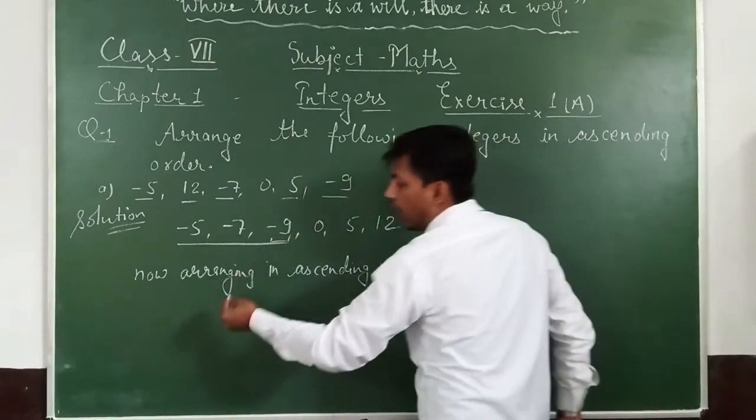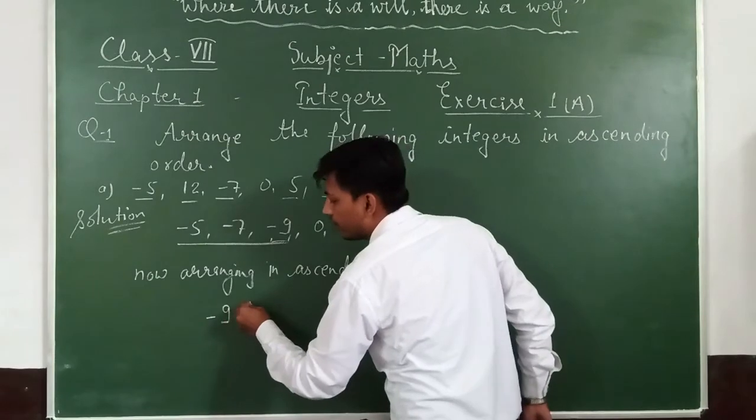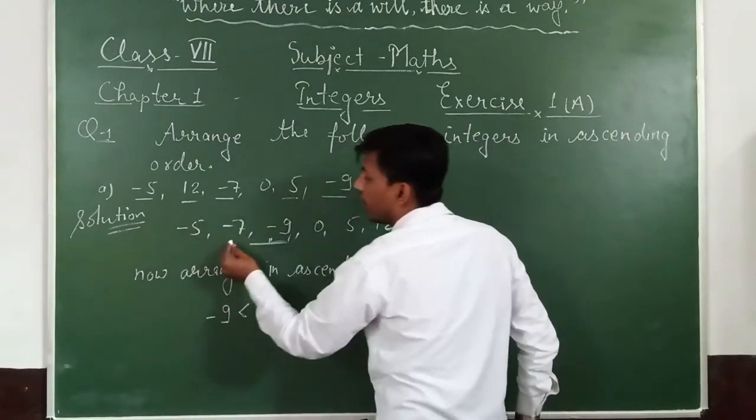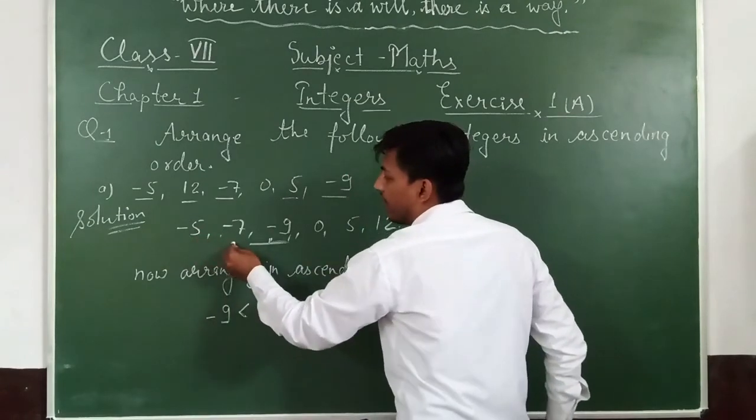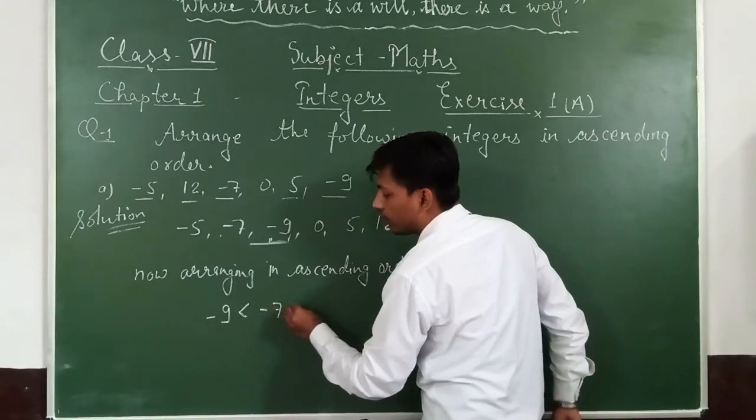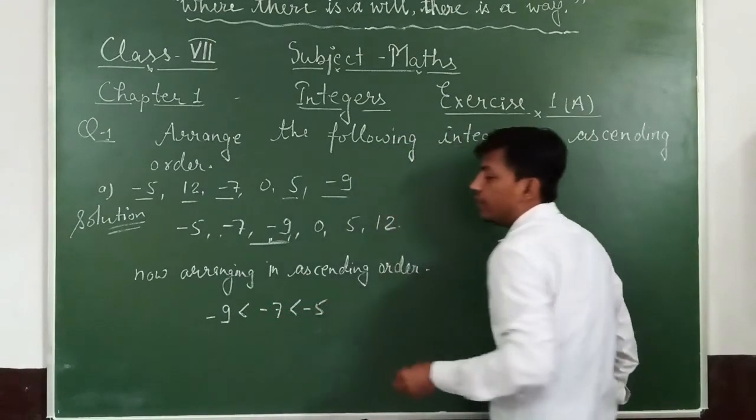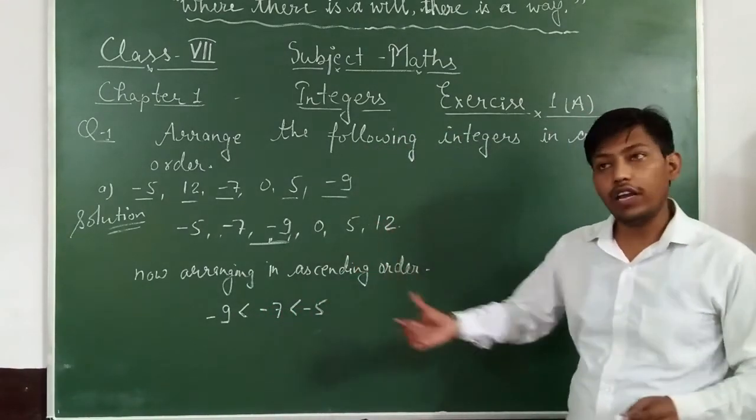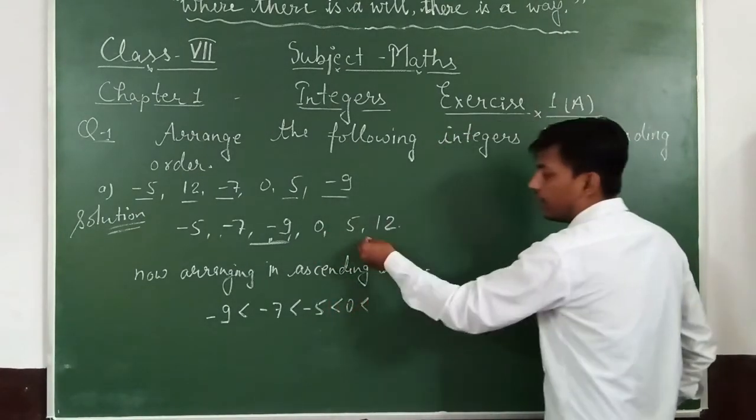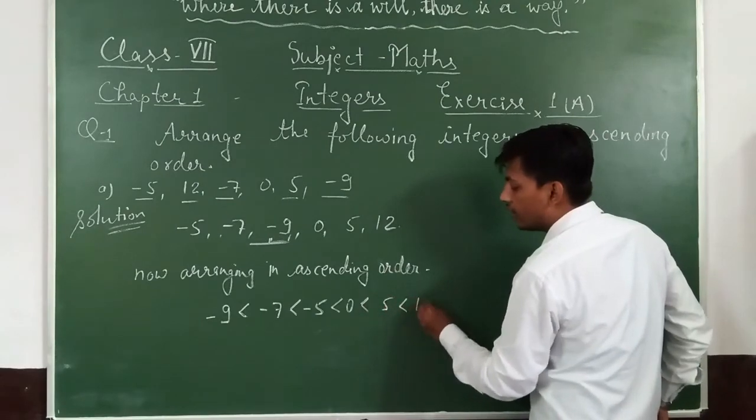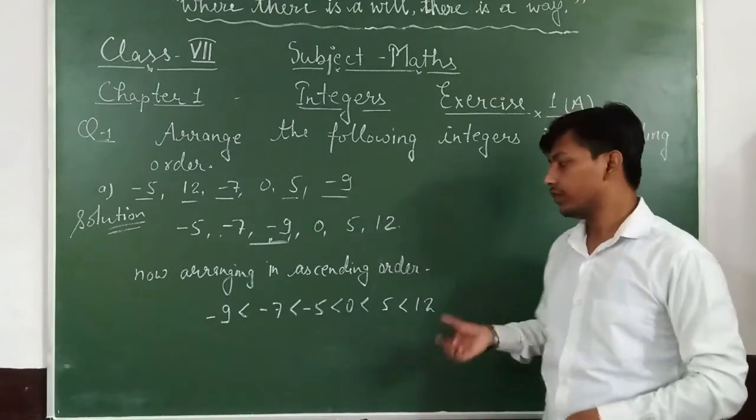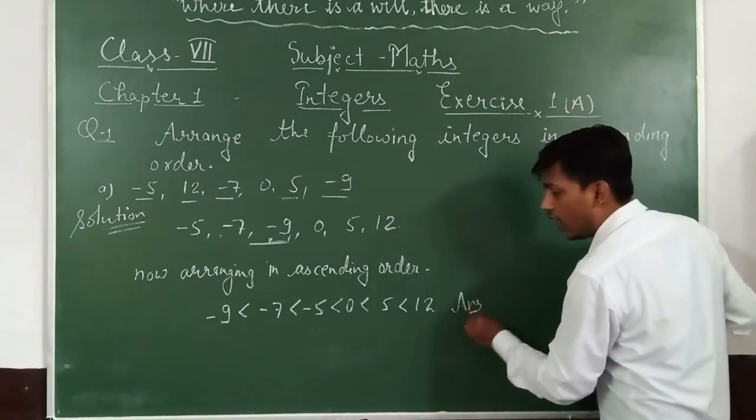So our first value will be -9. Now we have left -7 and -5. So -7 will be smaller than -5. Then -5, and we know that 0 is greater than all negative integers. Then after that we will write 0 and 5 and 12. This is the ascending order of the question, and this is our final answer.